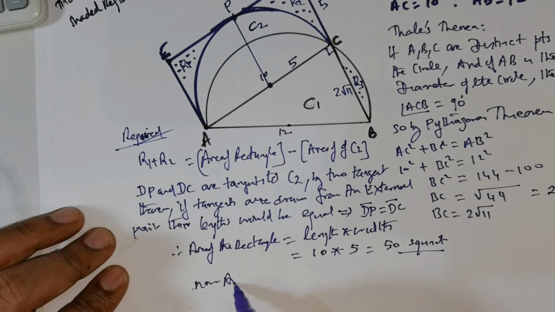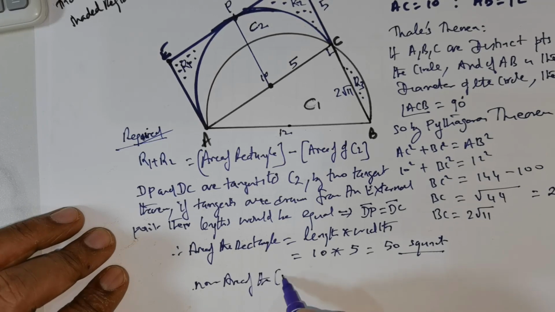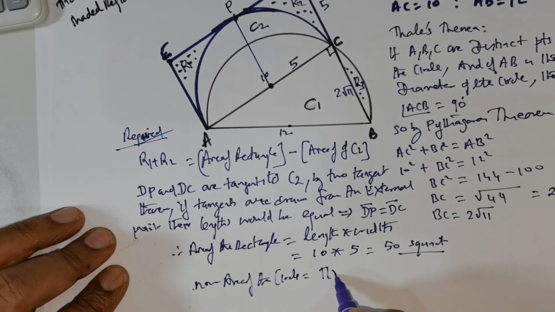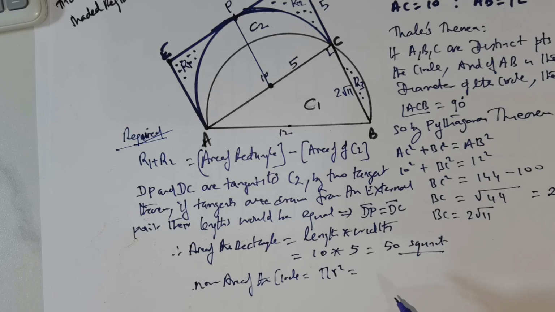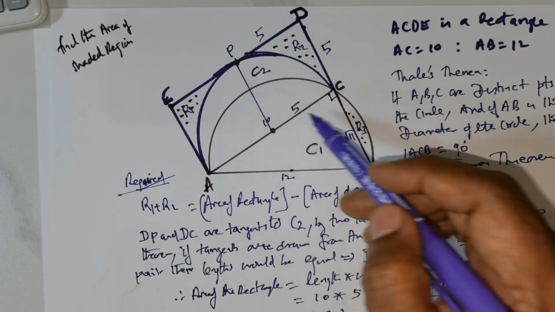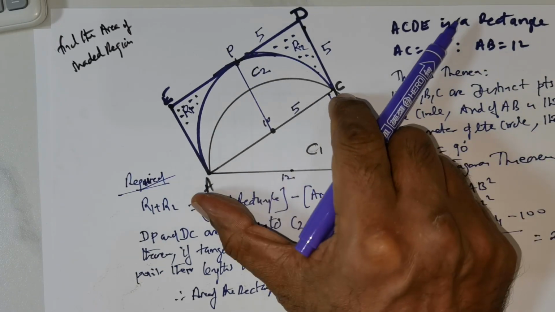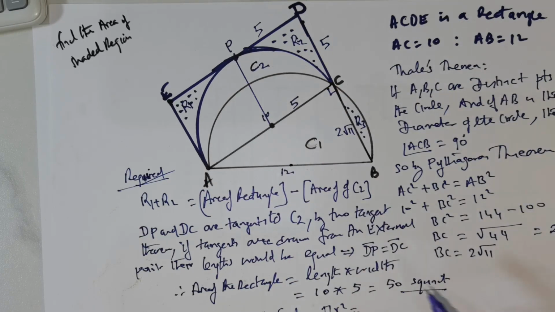Now we need to get the area of the circle. That is nothing but pi r squared. So what's the radius of the circle? The radius is 5 units. You see that this diameter is 10 units, so the radius is 5 units.